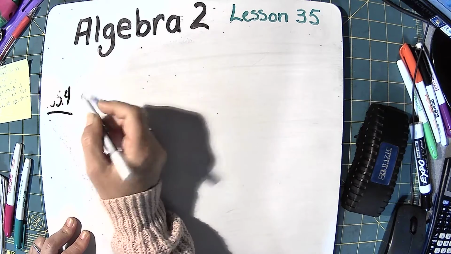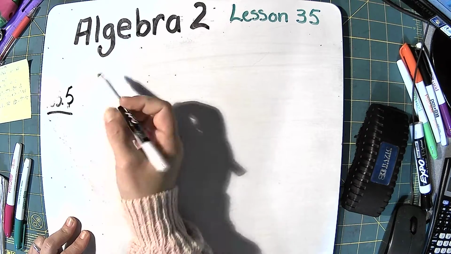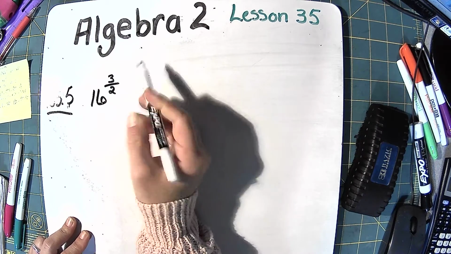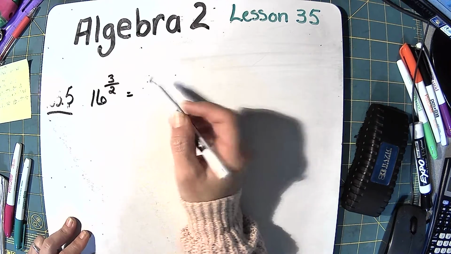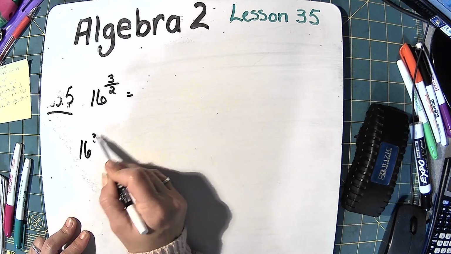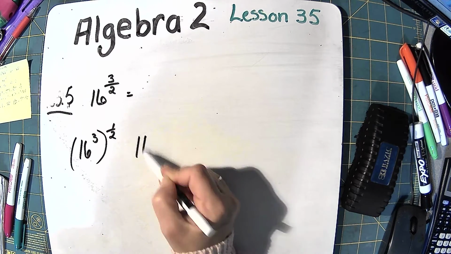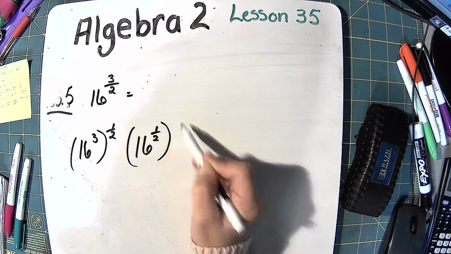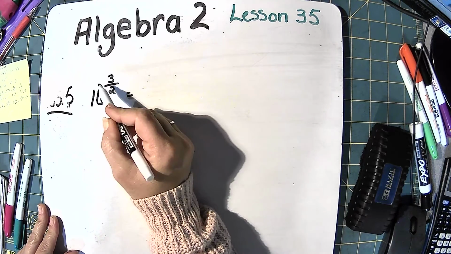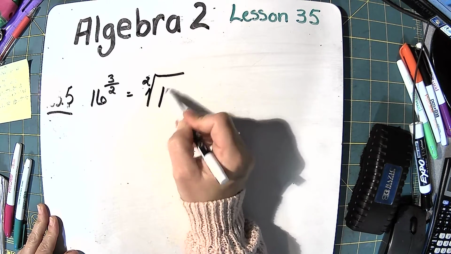All right, let's try another one. 35.5 is 16 to the 3/2. Okay, so that's really going to mean we could write that as 16 to the 3rd times the 1/2, or you could write it as 16 to the 1/2 to the 3rd. The easiest way to think about this is whatever's on the bottom goes in your radical box. So that's the square root of 16 to the 3rd.